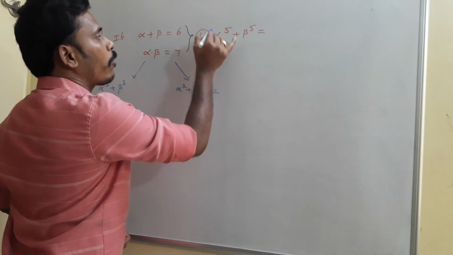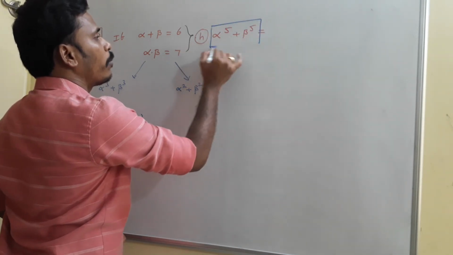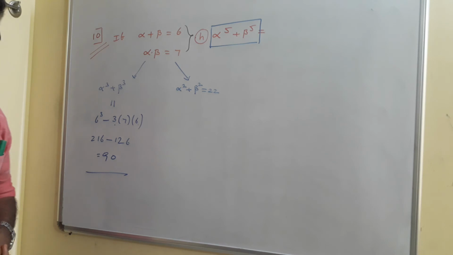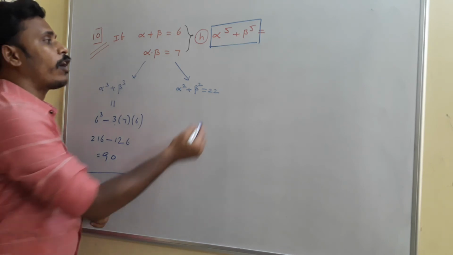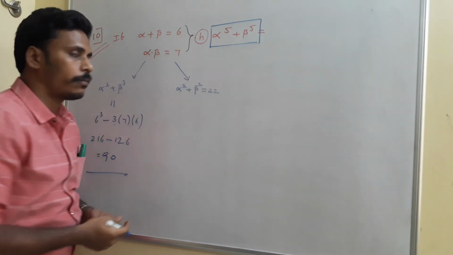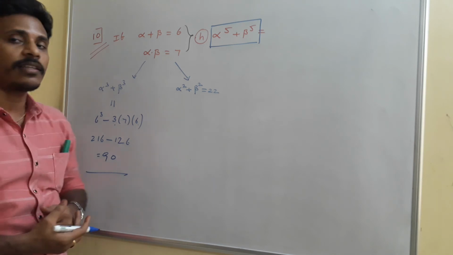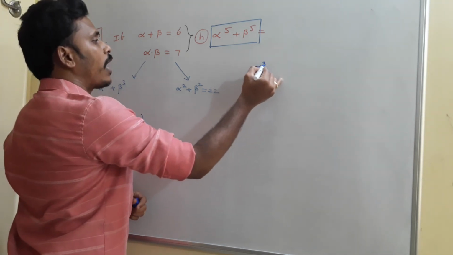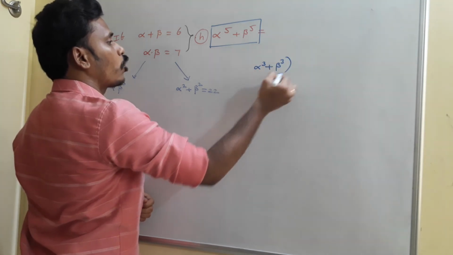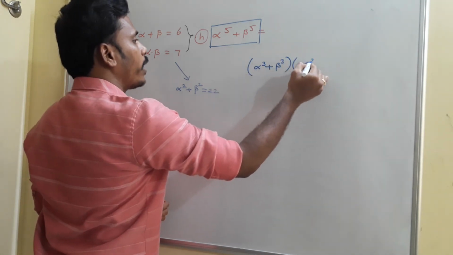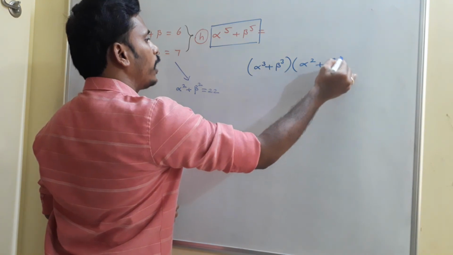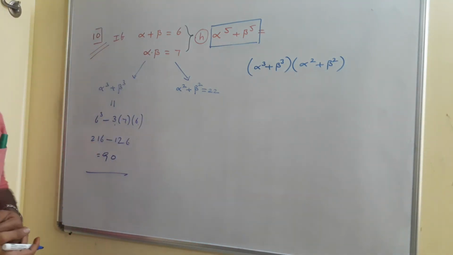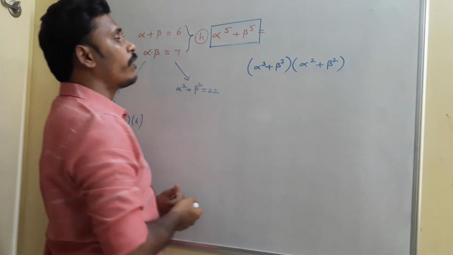Now alpha power 5 plus beta power 5, you just think about this alpha power 5 plus beta power 5. So direct formula, we don't have any direct formula, but we need to generate that formula. To generate it, you need to multiply first alpha cube plus beta cube into alpha square plus beta square. We need to multiply these two. If you multiply these two, what will happen?